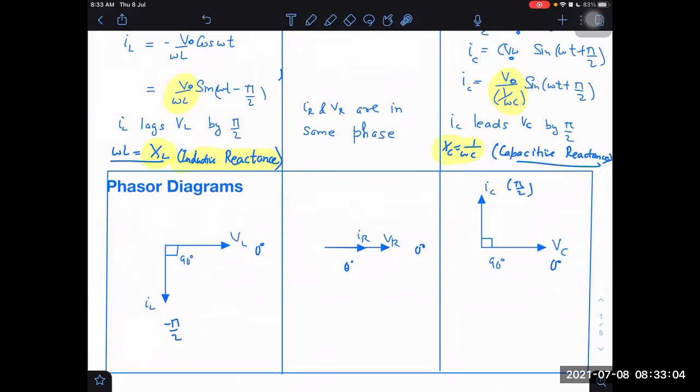When I say plus 90, then it is anti-clockwise. Anti-clockwise angles are positive, and clockwise angles are negative. So with respect to VL, IL is minus pi by 2. But if I take IL as reference, then what would be VL? Then it will be plus 90.